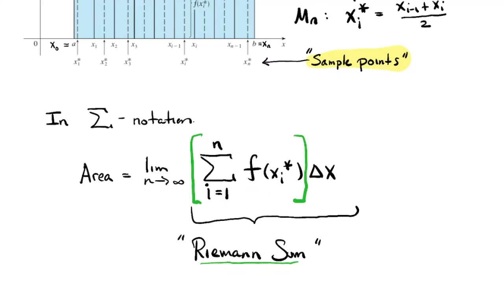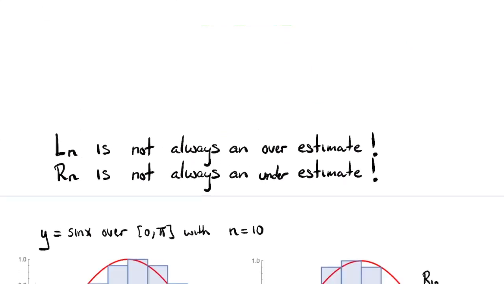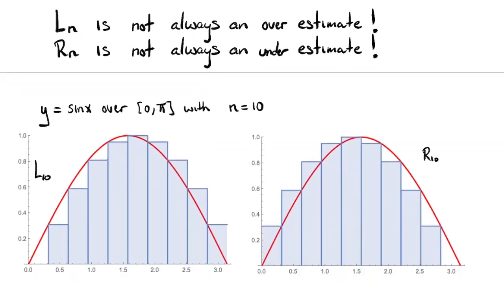I want to say that despite my examples above, Ln doesn't always overestimate, and Rn doesn't always underestimate. It depends on the shape of the curve. I'm not going to say too much about this because I want you to think about it in one of your reflections. Our curve above had a certain property that guaranteed that the left-hand endpoints always stuck out too far and the right-hand endpoints were short. But you can see in the example I'm looking at here, it's the sine function over the interval from 0 to pi. I drew it with 10 rectangles.